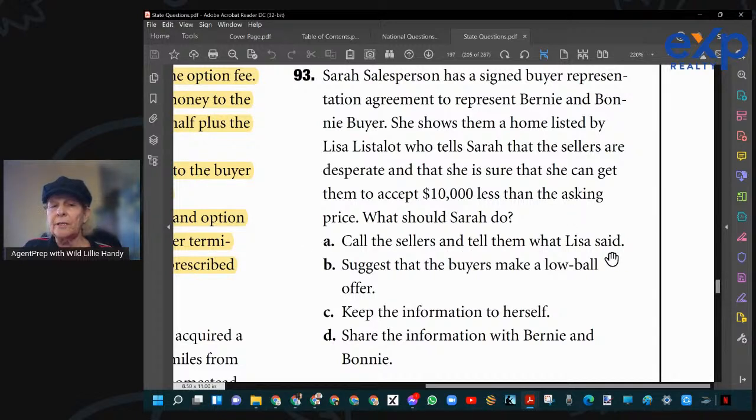A, call the seller and tell them what Lisa said. B, suggest that the buyers make a lowball offer. C, keep the information to herself. D, share the information with Bernie and Bonnie. They're the buyers, right?